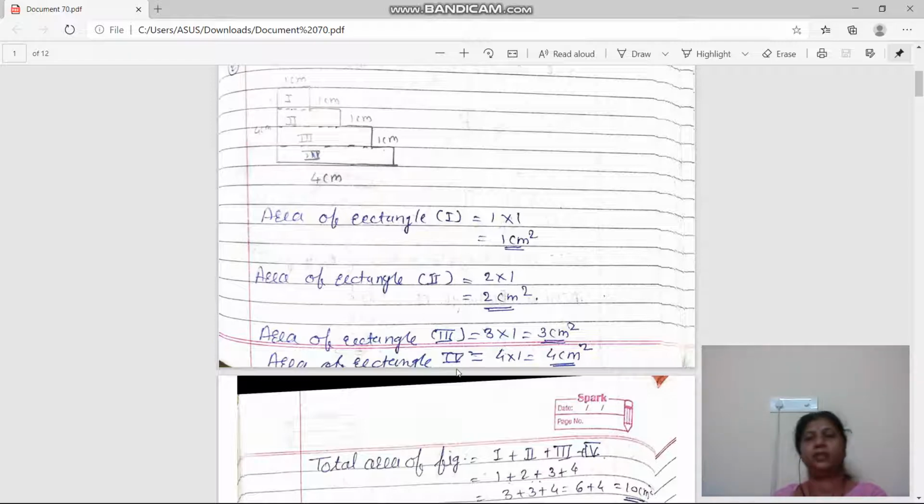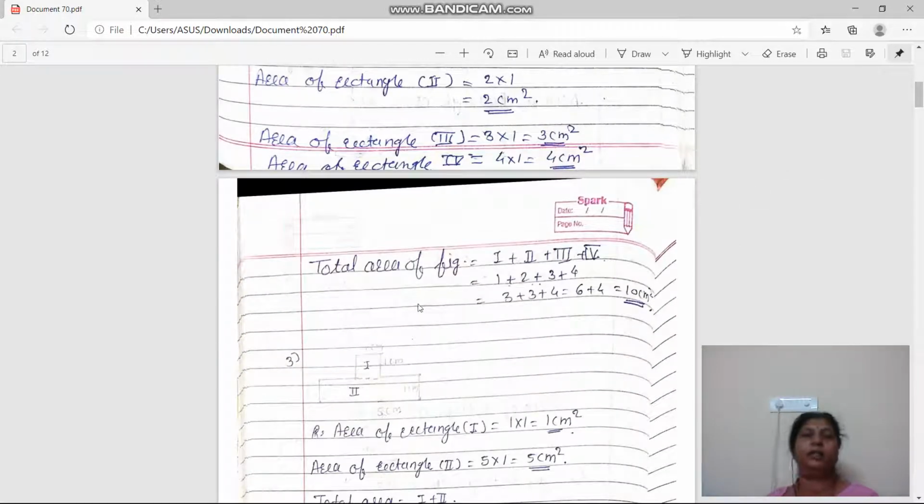Okay, so its area is equal to 4 into 1, that is 4 centimeter square. Right now, total area of figure is equal to area of first rectangle, area of second rectangle, area of third rectangle and area of fourth rectangle. I have not written it because it becomes so lengthy. So I just write here first plus second plus third plus fourth. Okay. So we will write here areas 1 plus 2 plus 3 plus 4.